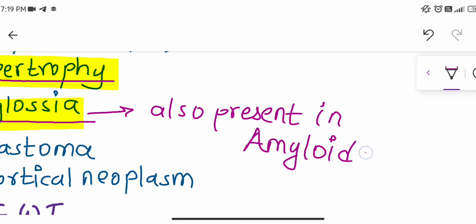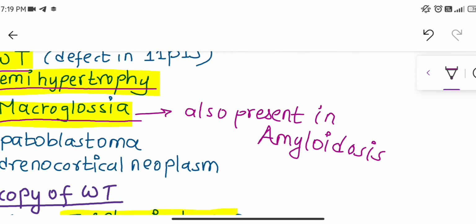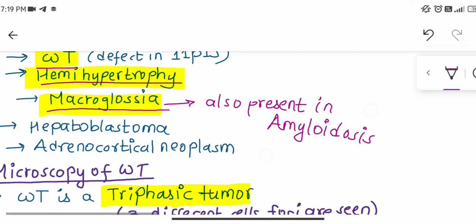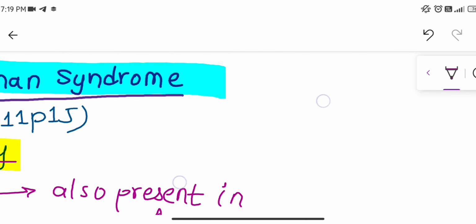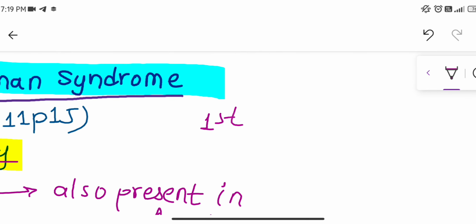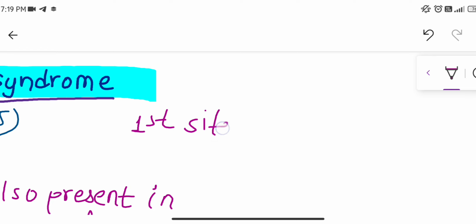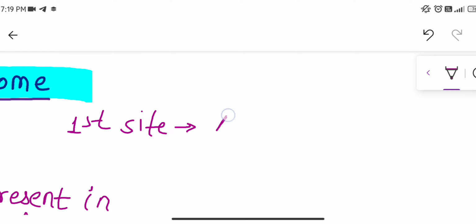Now, what is the best biopsy site for amyloidosis? It is the abdominal fat pad. The best site for amyloidosis is the abdominal fat pad aspirate. And the second best site for amyloidosis is rectal biopsy. So we can write here: first site would be abdominal fat pad biopsy.